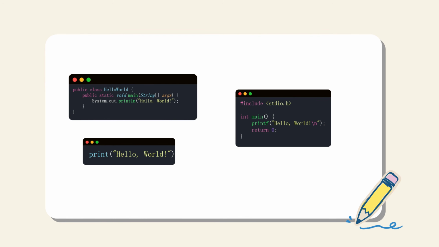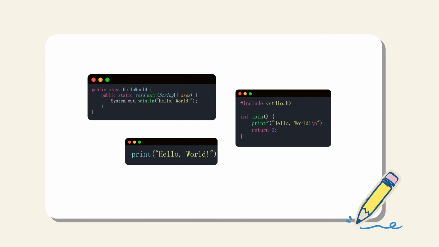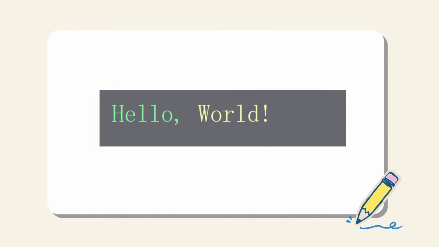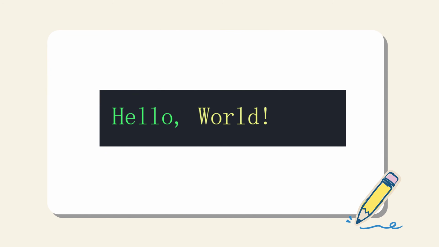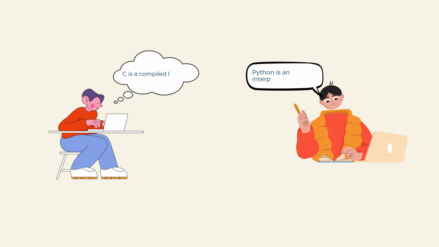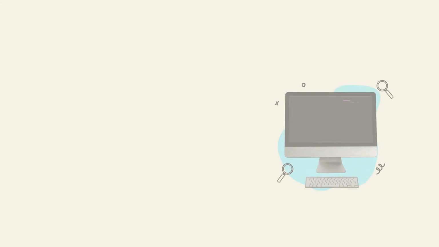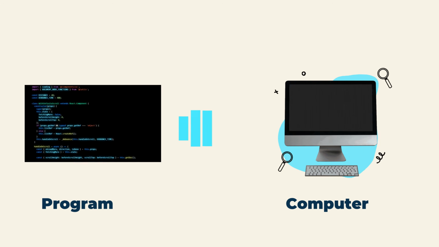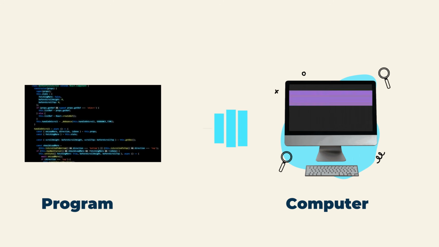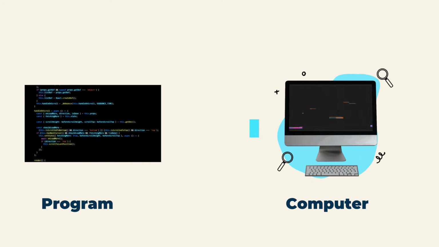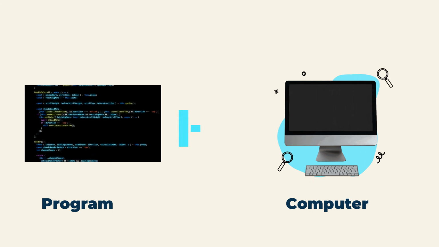Have you ever wondered, when you write a line of code like print hello world, how does the computer understand what that means and turn it into something that actually runs on your screen? You might have heard people say things like, Python is an interpreted language, or C is a compiled language. But what does that really mean? Today, let's explore exactly how a program gets translated into something a computer can run. We'll lift the veil on compilers and interpreters and uncover how computers transform your code into action.